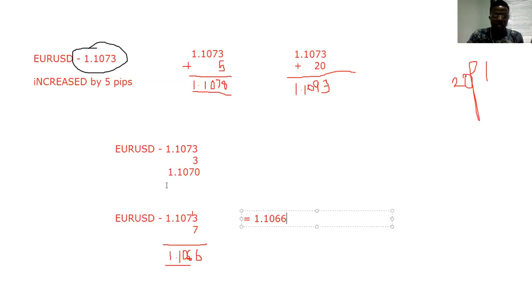Let's say you checked your chart and you saw that euros USD is 1.1073 here, and you came back and you discovered that the value for euros USD is now 1.1066. Definitely it should tell you that euros USD has reduced in value. That means the value of euros has dropped. By how many pips? By 7 pips. So it's that easy. You calculate from the 4th decimal place.